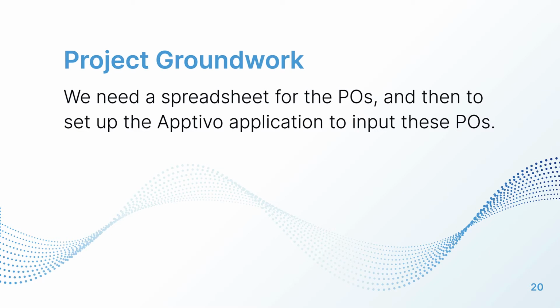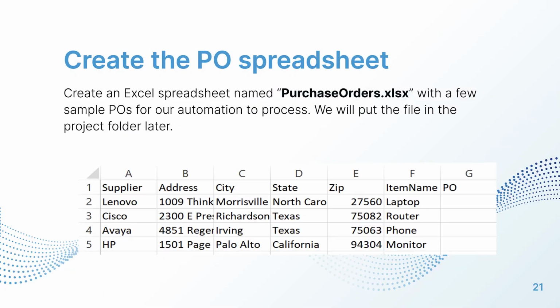Here is some project groundwork. We need a spreadsheet for the purchase orders, and then to set up the Apptivo application to input these purchase orders. You can download the purchase order Excel spreadsheet from Canvas, and this is how it looks. It has supplier, address, city, state, zip code, and item name. And we'll leave the purchase order field blank because we'll update it after we get the purchase order number.